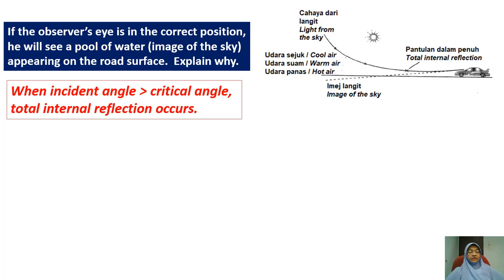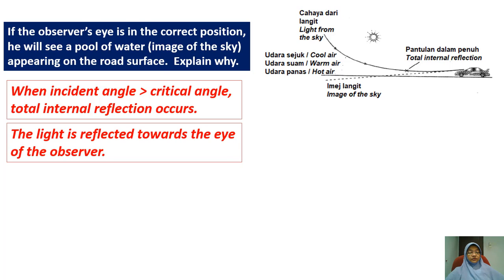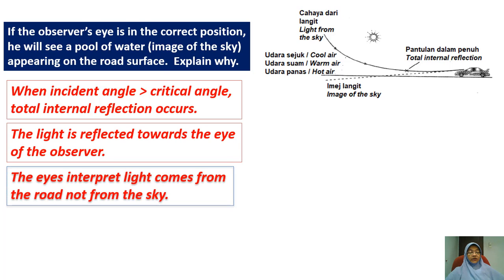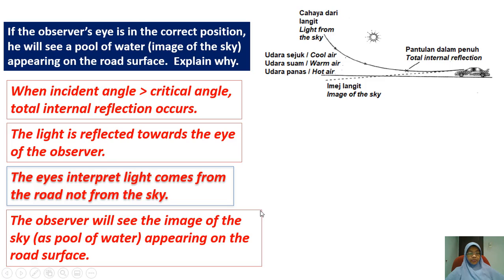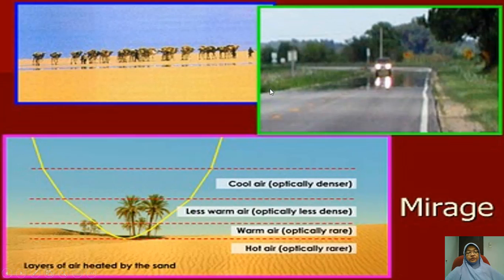Again, when the incident angle is larger than the critical angle, total internal reflection occurs. The light is reflected towards the eye of the observer. The eye interprets the light as coming from the road, not from the sky. So this is how we get the image of water on the surface of the road. The observer will see the image of the sky as a pool of water. This is another picture of a mirage. It seems like there is water here, but it is only the imagination in the mirage.